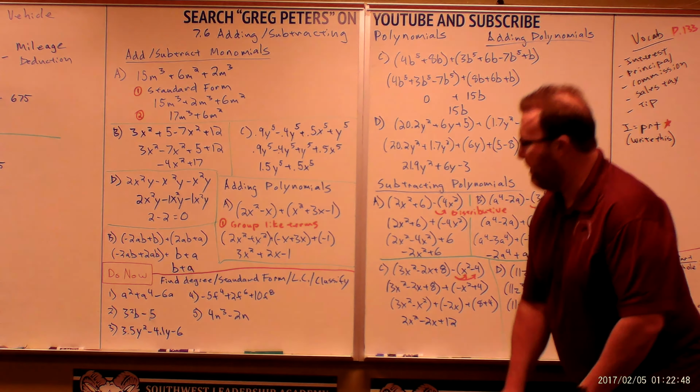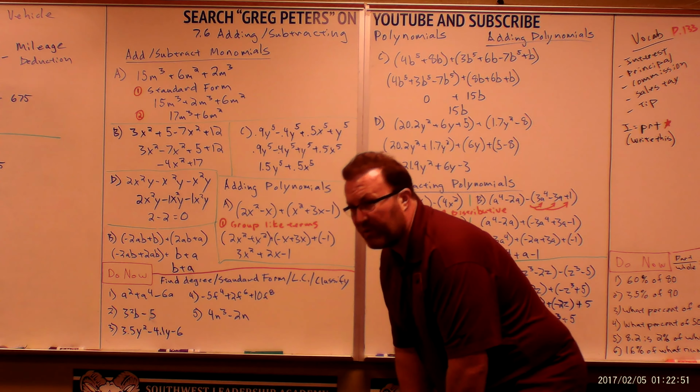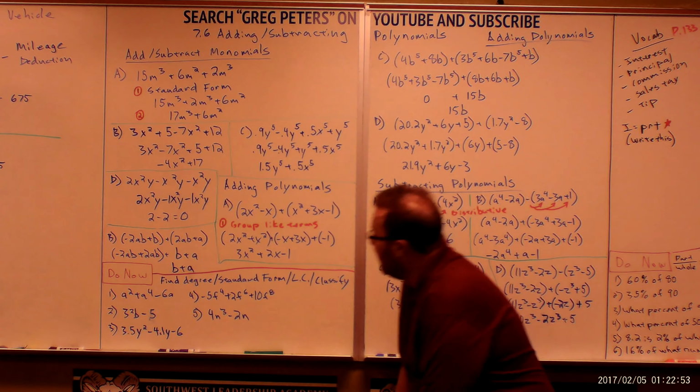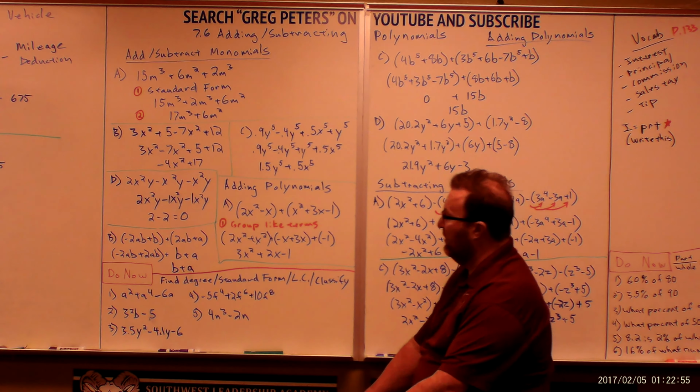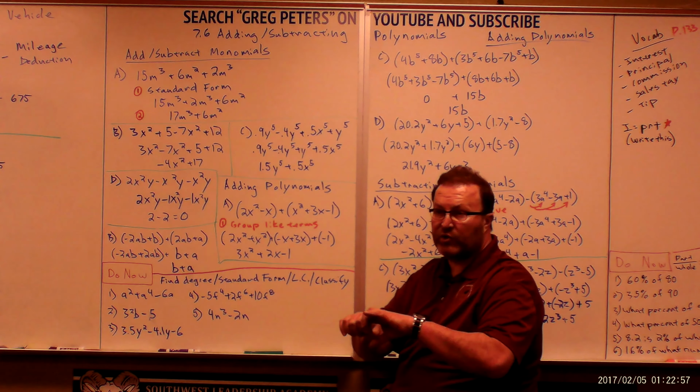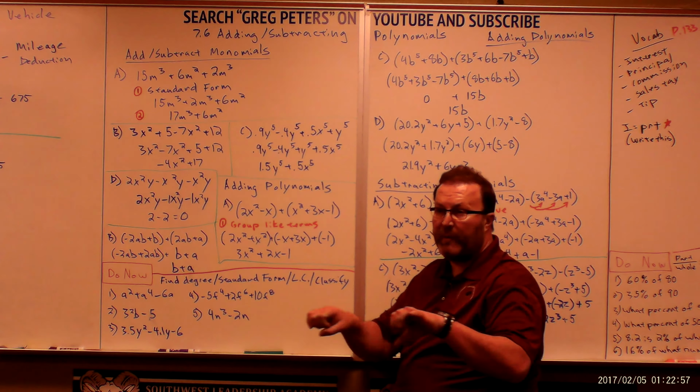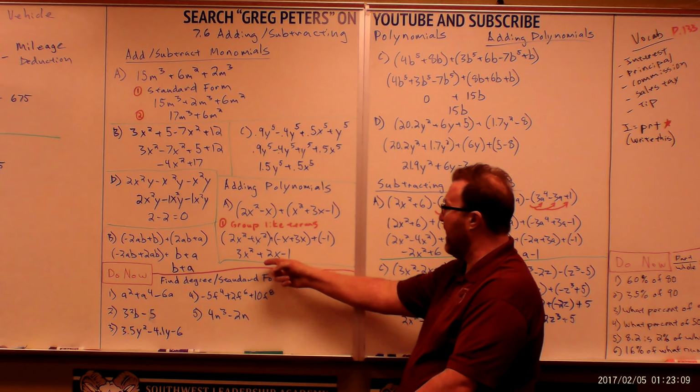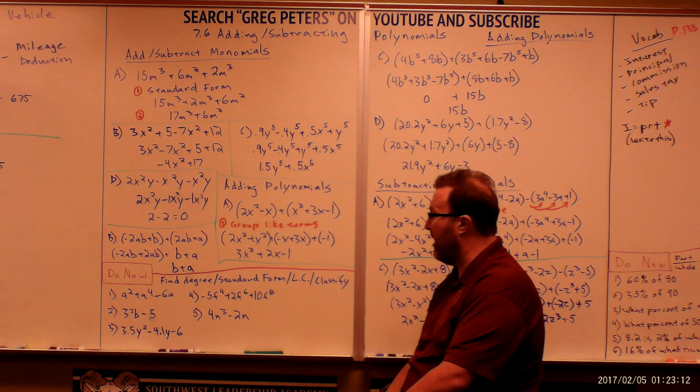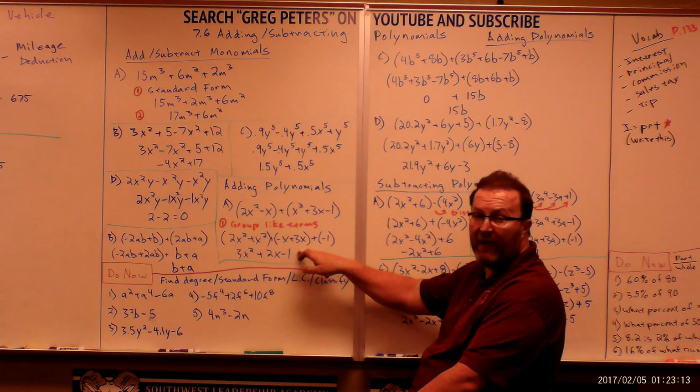So you remember how we grouped our numbers together, we grouped our variables together? This is the same thing when it comes to adding and subtracting. All we're doing is grouping them together so we can actually subtract them. We're not worried about standard form at this point. However, if you notice, they already are in standard form. So this is 2 plus 1, 3x², minus x plus 3x is 2x, and then the -1 is all by itself. This is simplified, we're done.